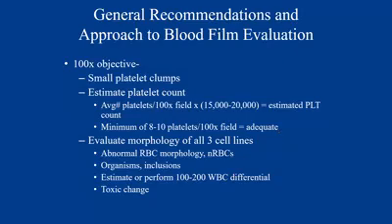At 100x, we're also going to evaluate morphology of all of our cell lines. So we're going to look for abnormal red cell morphology, nucleated reds, organisms, inclusions. 100x is where you perform your 100 to 200 white blood cell differential. We break our white blood cells out into neutrophils, bands, monocytes, eosinophils, things like that. And we're going to look for other morphologic changes like toxic change.